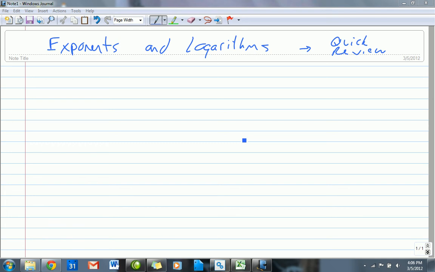Welcome to a quick review of logarithms and exponents. Here we go. I have a couple things for you to consider. Number one. Number two. What's the difference? Well, let's take a look at a table view.